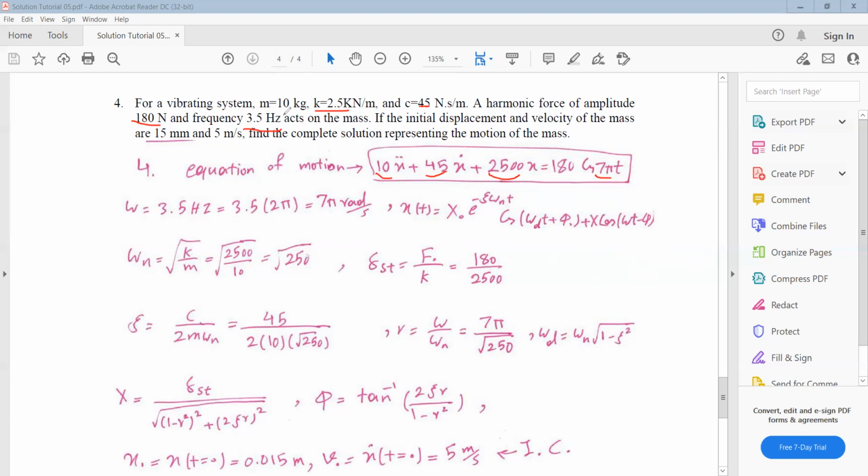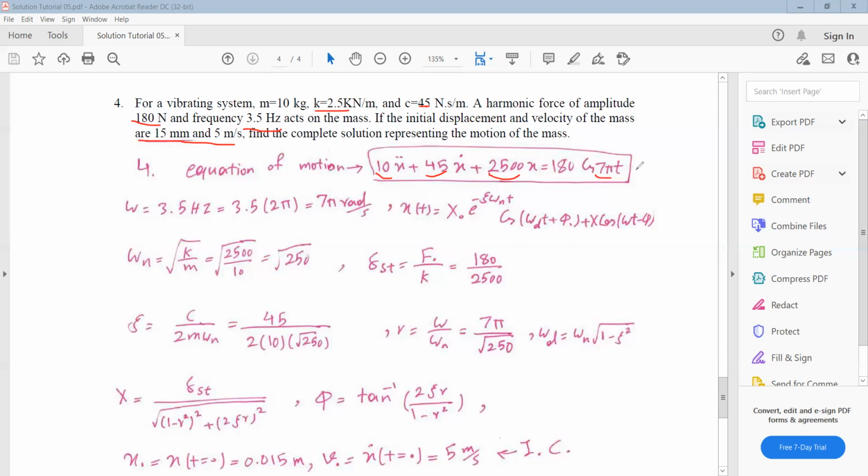3.5 multiplied by 2 pi, which is 7 pi times t. So this is the equation of motion. And if the initial displacement and velocity of the mass are 15 millimeter and 5 millimeter per second, so these are the initial conditions, find the complete solution representing the motion of the mass.